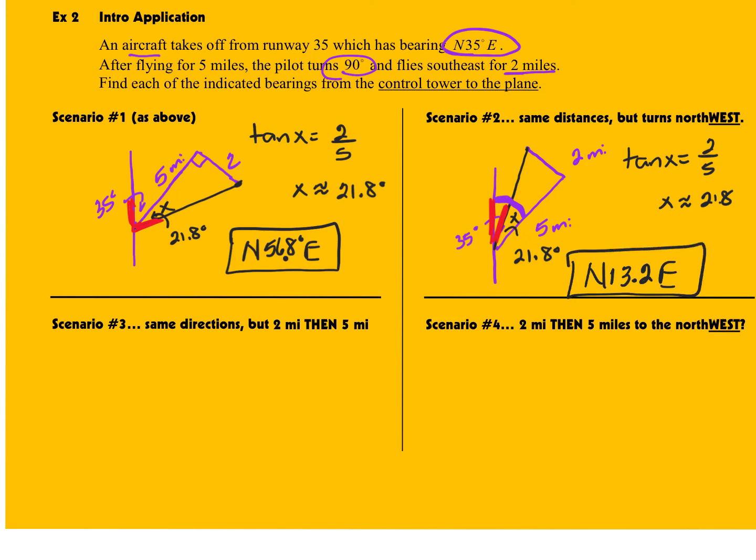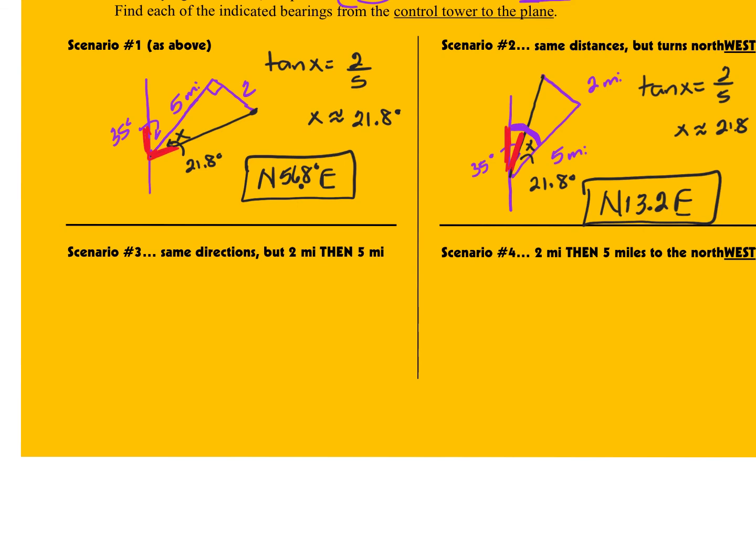Okay, now what we're going to do is switch up. We're going to use our same directions, but we're going to switch the distances. They're going to go now in a different order. So again, we can just start off with that vertical. You're always going to start with the vertical. This time the pilot's only going to go 2 miles to start with. Still going to be 35 degrees, but now they're only going to go 2 miles to start.